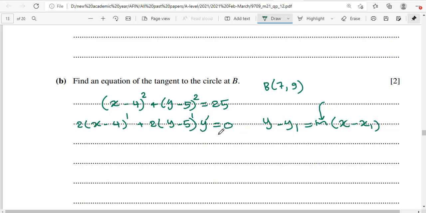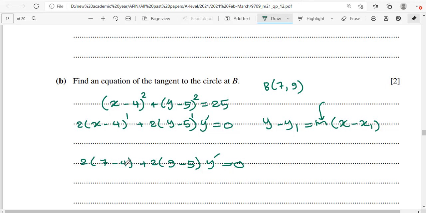I do this to find derivative, to find y prime, and y prime at a point will be gradient. That's why I do this. Now I want to make y prime the subject after I substitute x by 7 and 9 in place of y. Then I'll have 2 times 7 minus 4 plus 2 times 9 minus 5, y prime stays, equals 0.